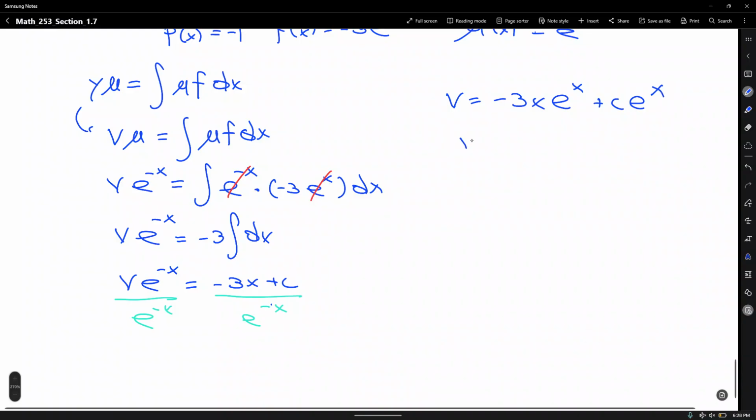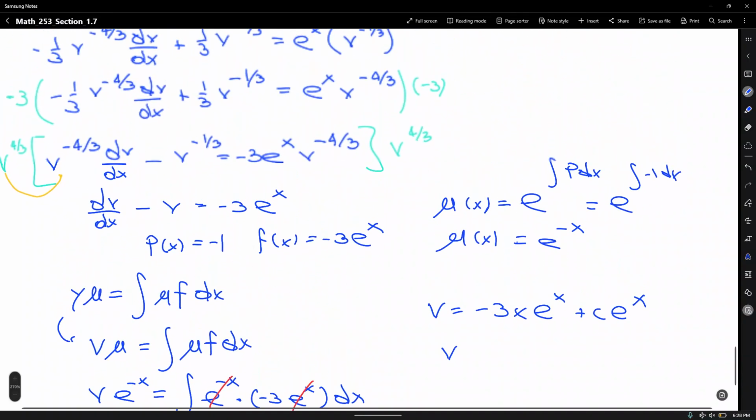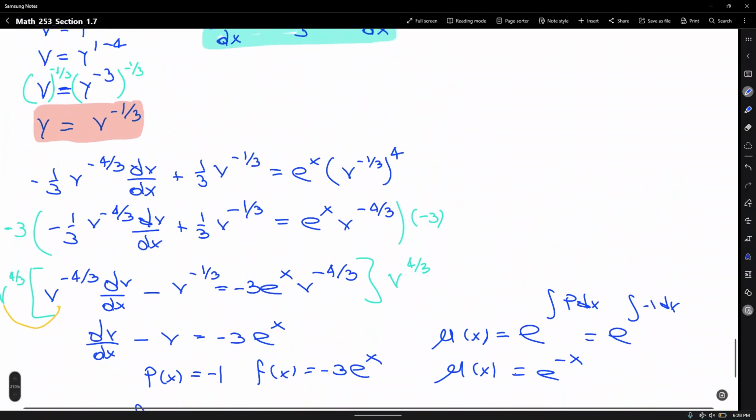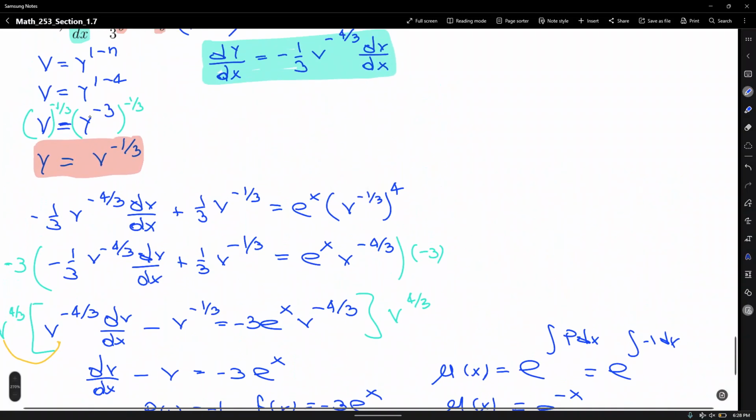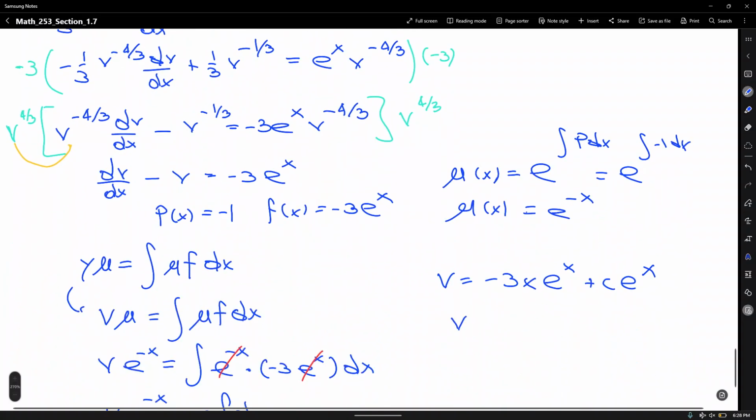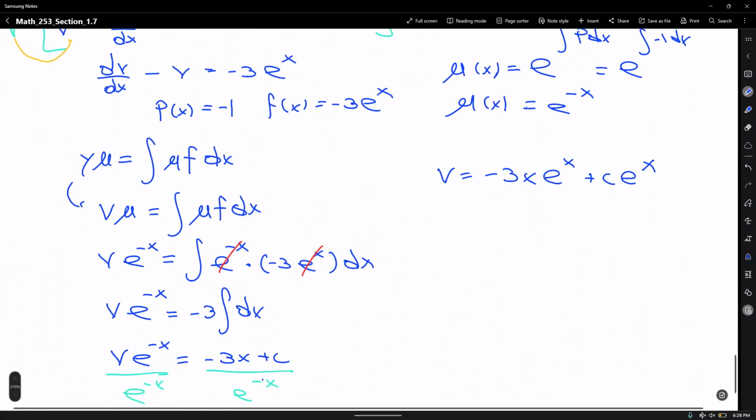What was v? Let's go back to the top. The substitution, the magical substitution. v, wasn't that y to the negative 3? Yes, y to the negative 3. But v equals y to the negative 3. So y to the negative 3 equals negative 3x e to the x plus c e to the x.